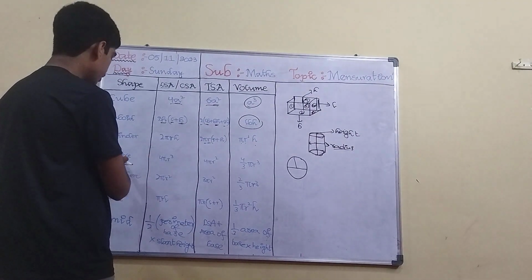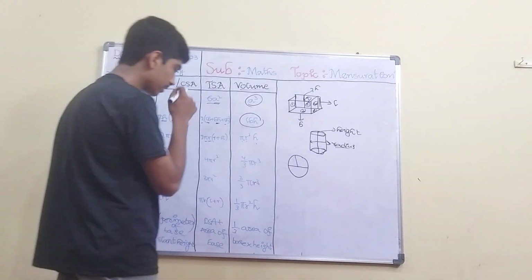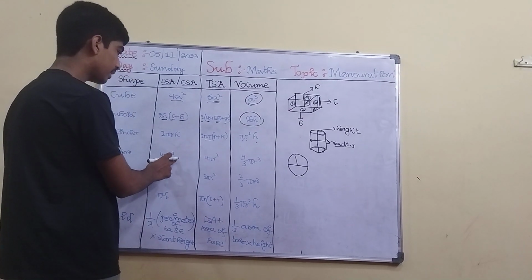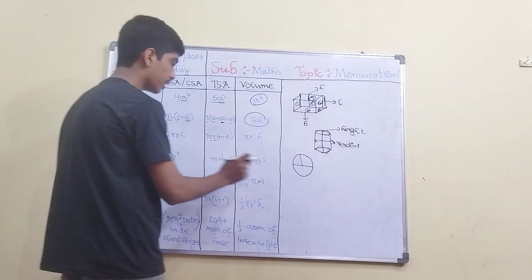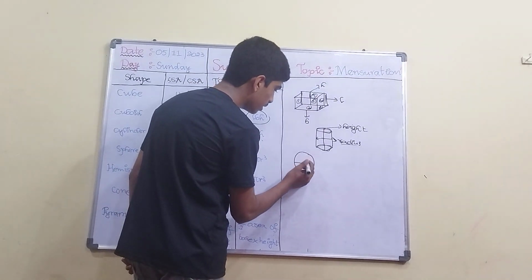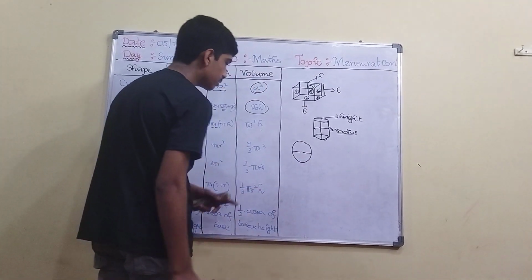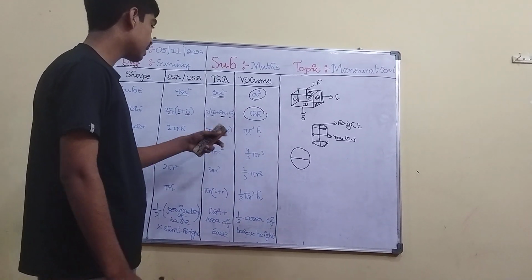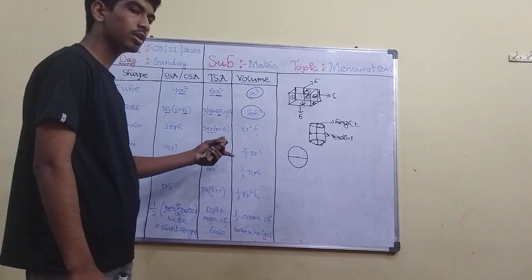And the TSA of sphere is 4 pi r square, total surface area. Here it is 4 pi r cube. We have taken 3, so here again, now we will take only 2. This is the total surface area of the sphere. And the last one is volume. Volume of sphere is 4 by 3 pi r cube.